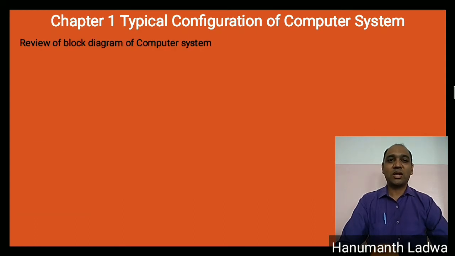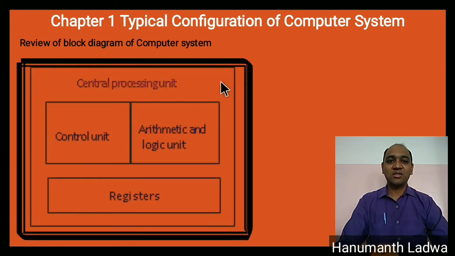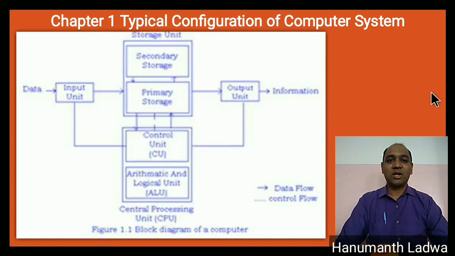Next we will continue with the review of the block diagram of a computer system. Here you can see the central processing unit consisting of the control unit, the arithmetic and logic unit, and registers. All of these are hardware components which will work together. They are going to coordinate with one another and control the entire operations of the computer system.